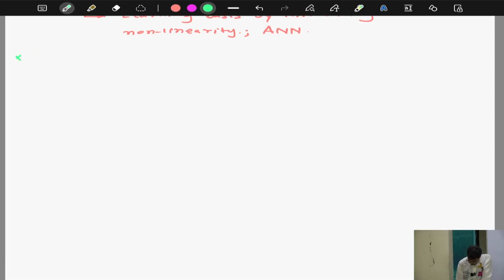So, moving ahead, we start talking about neural network, which means the review is over and we are now not yet into deep learning, but very close to starting deep learning.